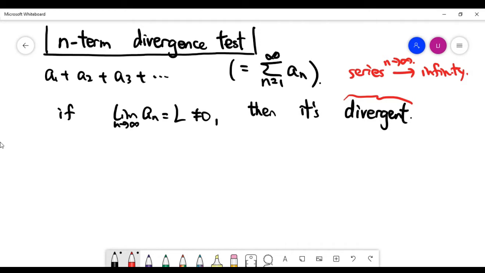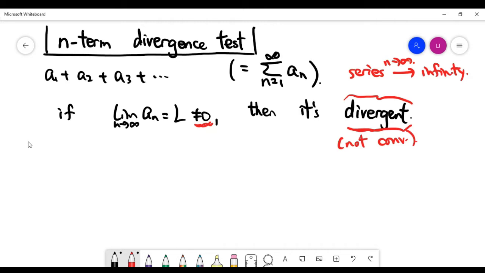You just have to take a limit of the individual term you have in the infinite series. In case the limit itself is non-zero, we can automatically claim that it is a divergent series. And divergent is in the sense that the series is actually going to infinity, which means, of course, automatically it is not convergent, right? Because a convergent series means it must be approaching a certain limit point.